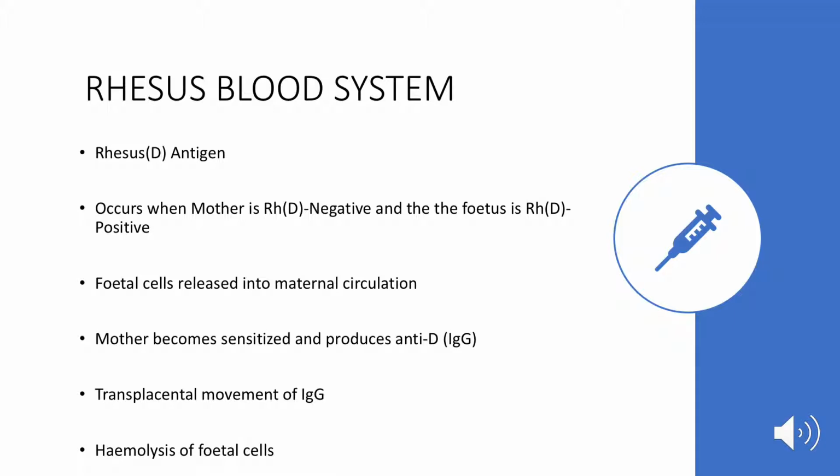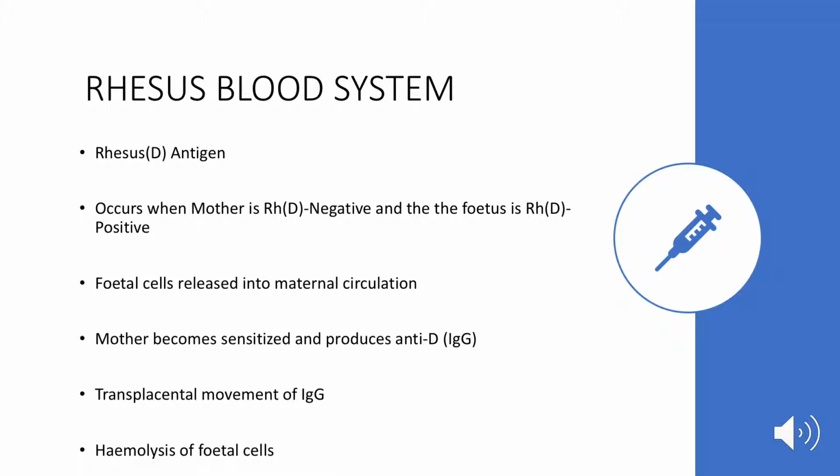So if we take a look at the rhesus blood system, and this is just really explaining how this disease occurs. There's something called the rhesus D antigen, and you either have it or you don't have it. Those who have it are obviously called rhesus D positive, and those who don't, rhesus D negative. Most people are positive. It's only around 15% of people who are rhesus D negative and don't have this antigen and therefore have never been exposed to it before.